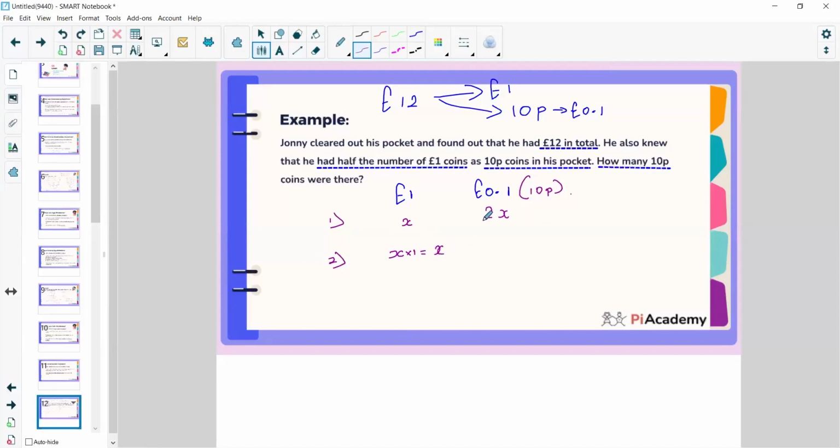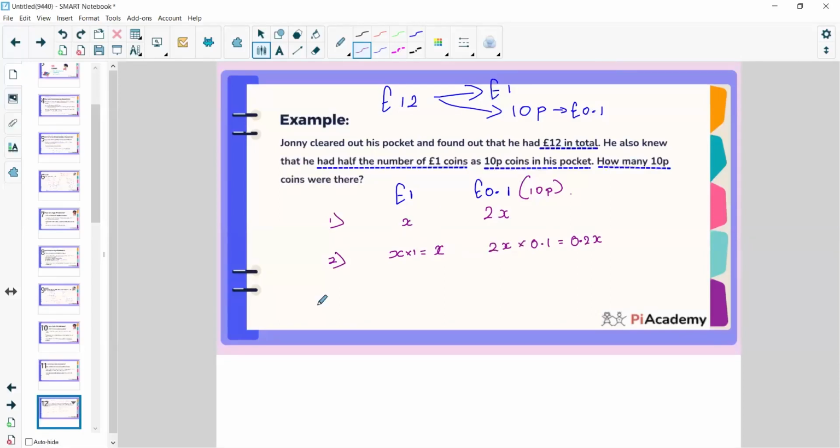And what is the total value of 2x number of 10p coins? It is 2x times 0.1, which is 0.2x. Okay. So this is the total value of x number of 1-pound coins. This is the total value of 2x number of 10p coins.